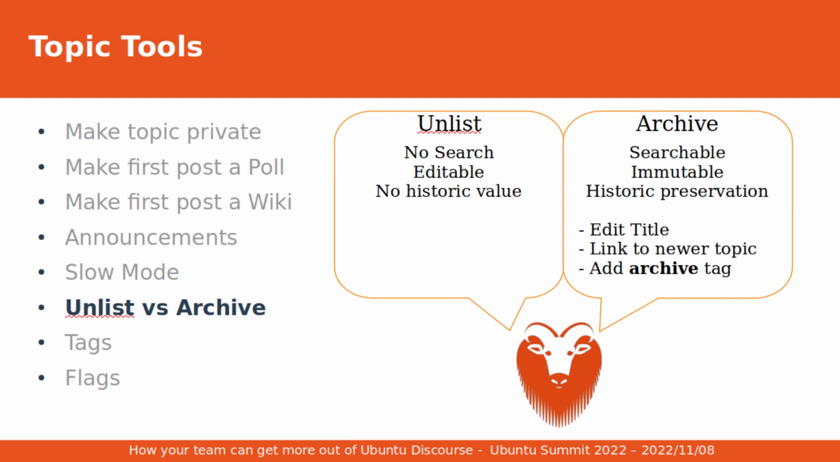Archive makes a topic of historical value immutable, but keeps it listed, like an old feature roadmap or a test. So before you archive a topic, edit that topic. Change the title to reflect that it's historic instead of current. Add links to the current topic and/or the documentation. Add an archive tag.